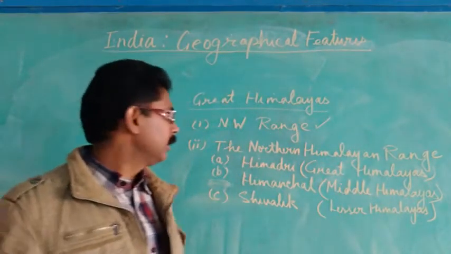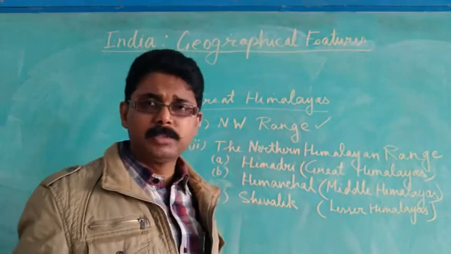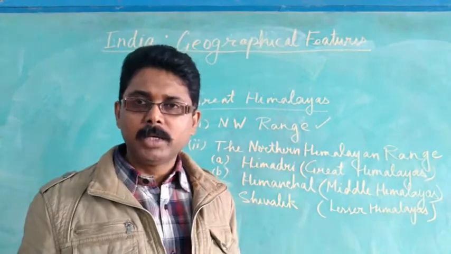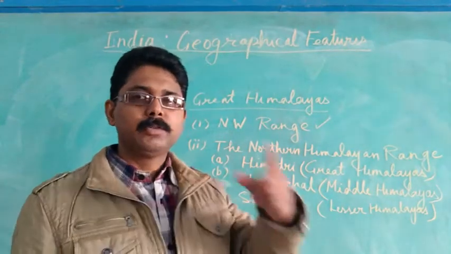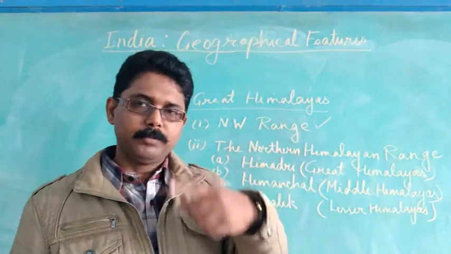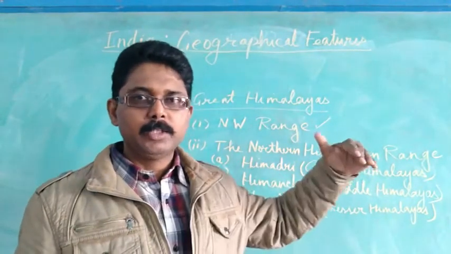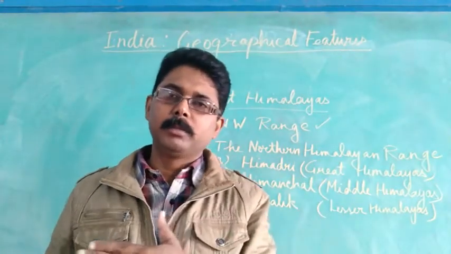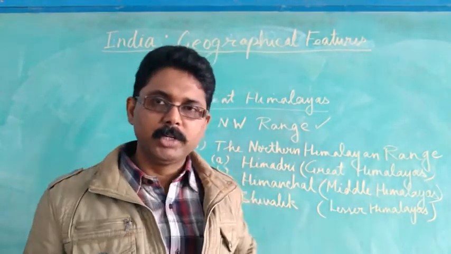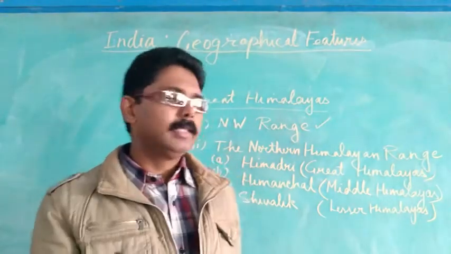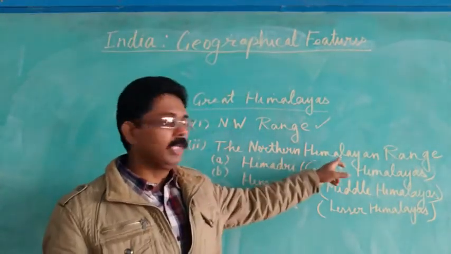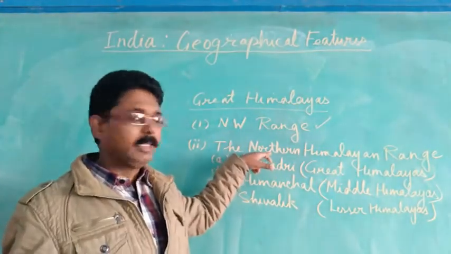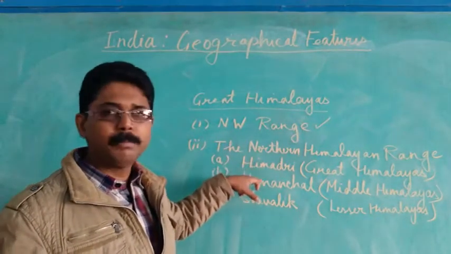So you can see here the northern Himalayan range, which is also known as the Northern Arc. Why is it called the Northern Arc? Because it forms one arc shape from Jammu and Kashmir, comes down to Himachal Pradesh, then enters Nepal, and from there enters Bhutan up to Arunachal Pradesh in India. So it forms one arc, and that's why this range is also known as the Northern Arc. Now this Northern Arc has three parallel ranges.